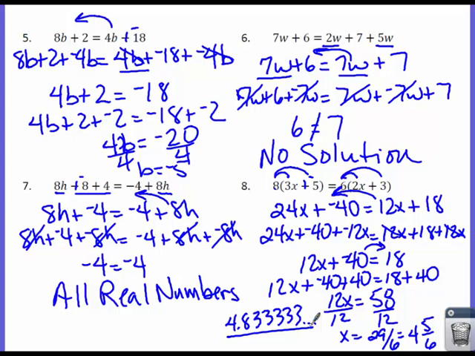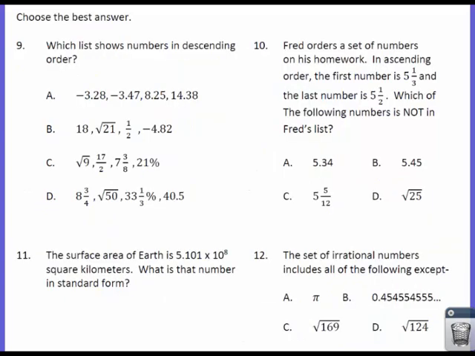Now the rest of the test review is reviewing some old stuff. Okay, so let's see if we can do that. Number 9 says, which list shows the numbers in descending order? Well, descending, what does that mean? Descending order means greatest to least. Okay, big to little. So we look at our answer choices. We automatically look at A here, and we see that we start with negatives and we go to positives. Well, that's not going from greatest to least, that's going from least to greatest, so A is out.